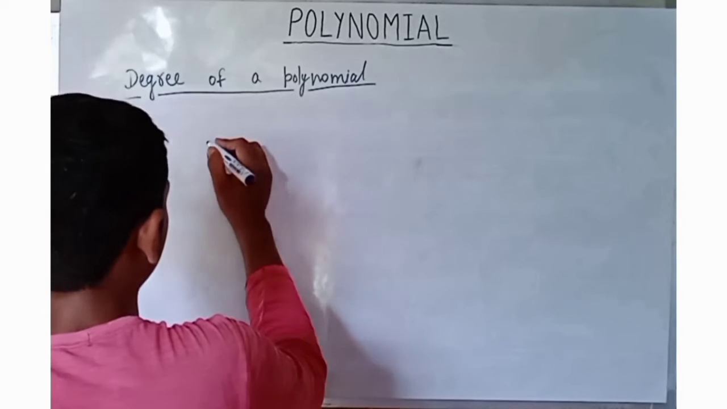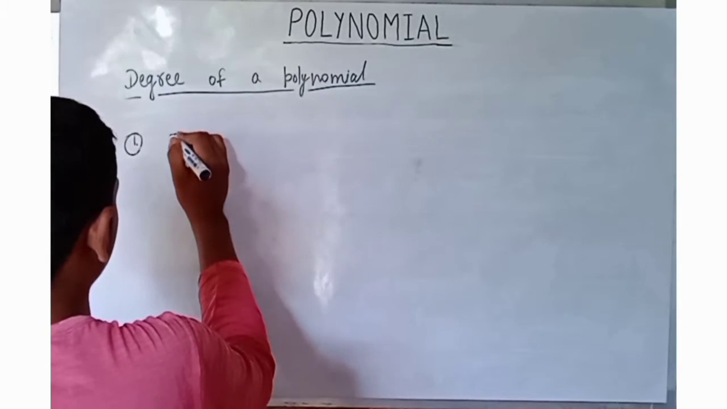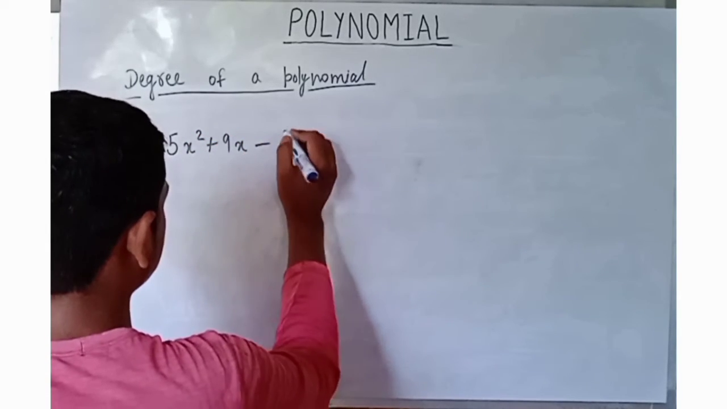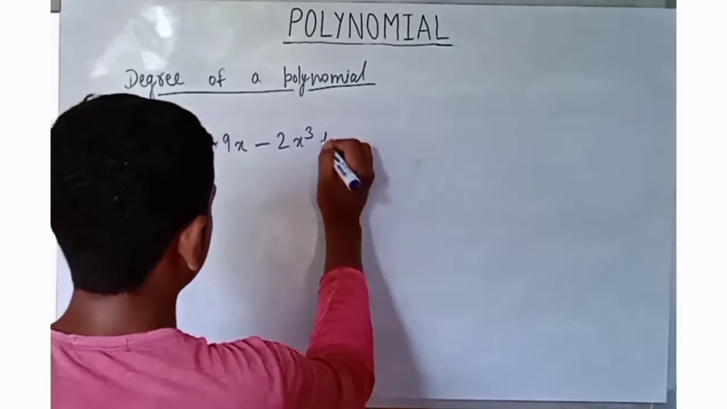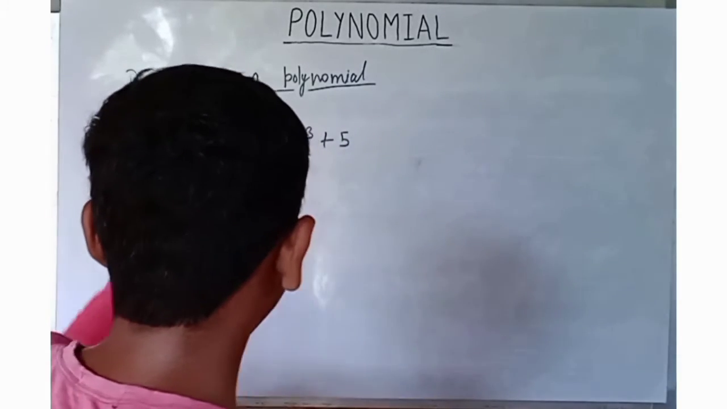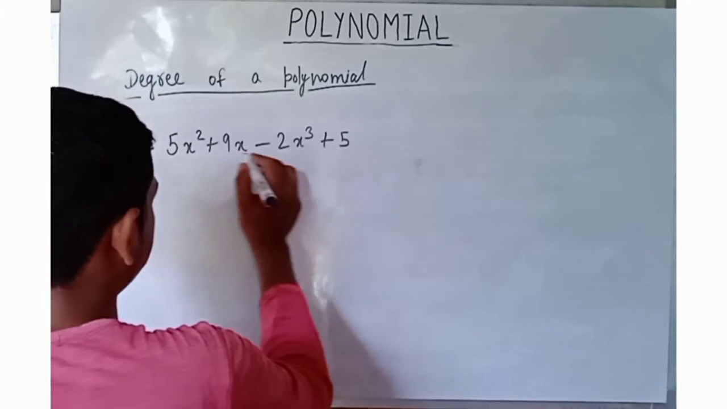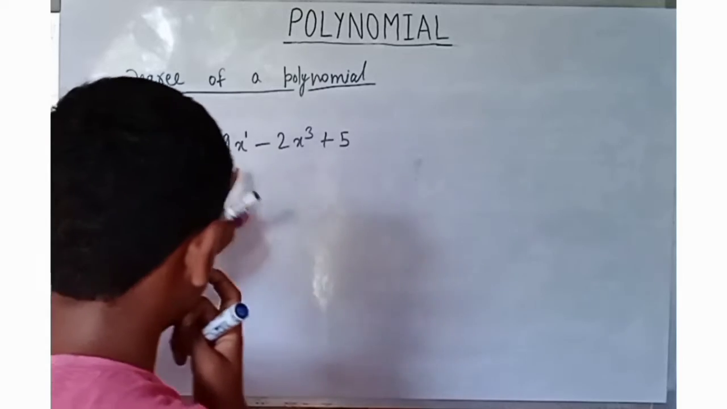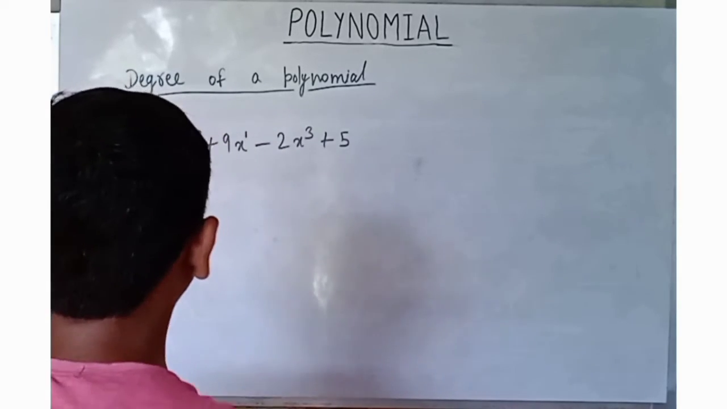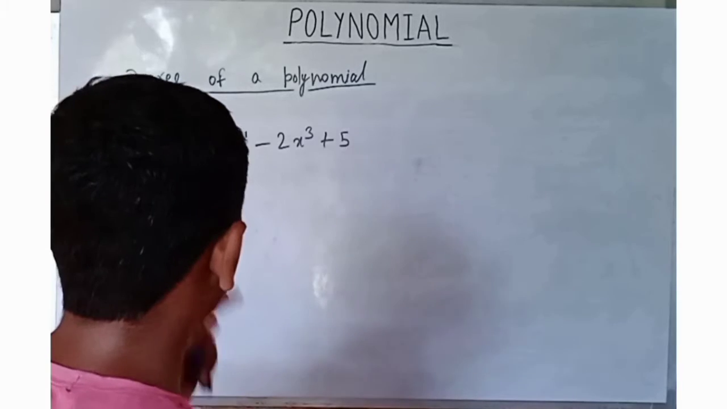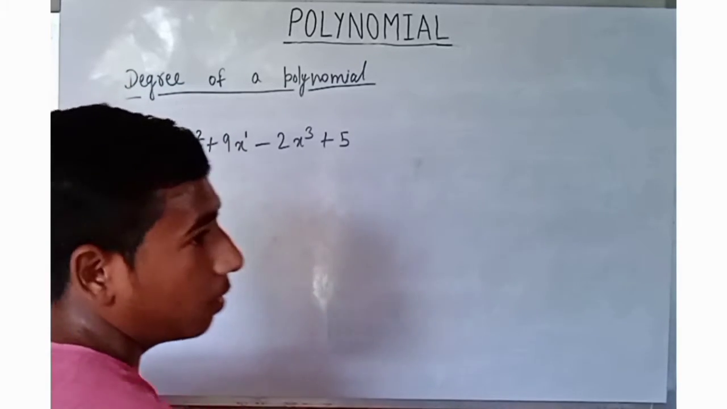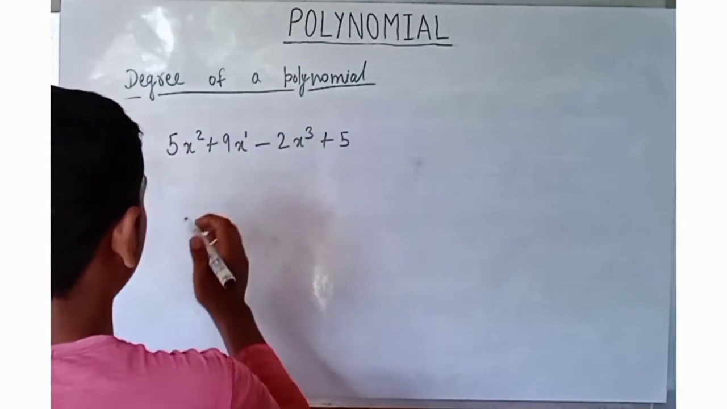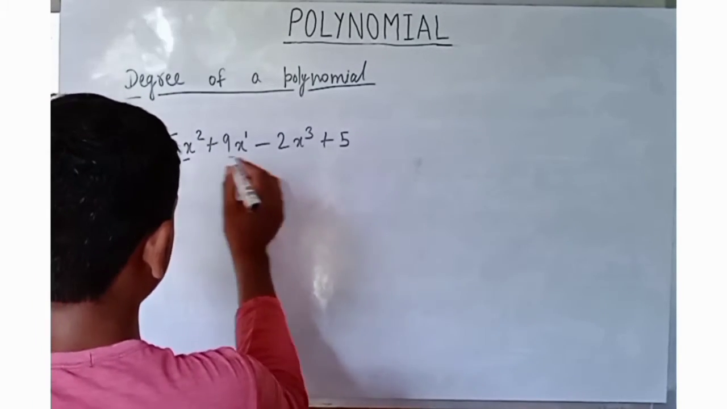For example, I'm writing here 5x square plus 9x minus 2x cube plus 5. So this is the polynomial. You can see the power of the variable is a whole number, here 1 is the power of x. So this is a polynomial. Then find the degree of the polynomial. What will be the degree? The highest power of the variable. See here, here the variable is x.